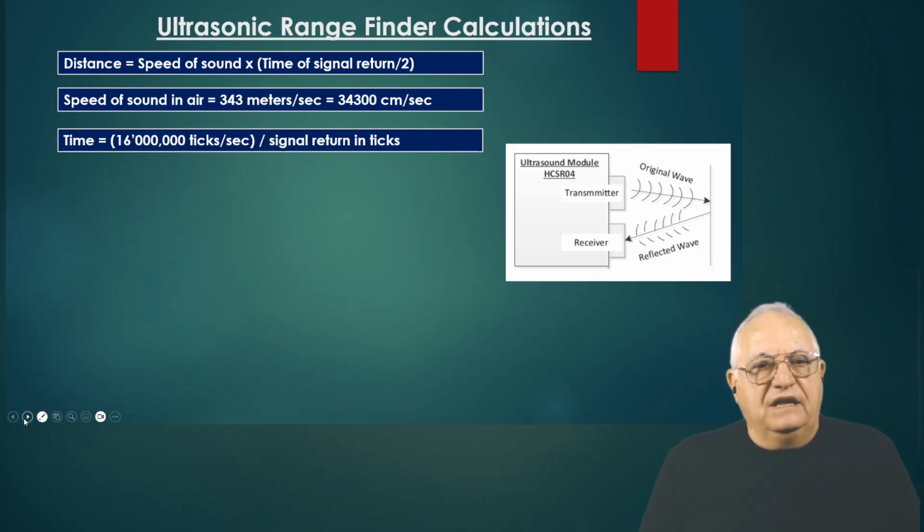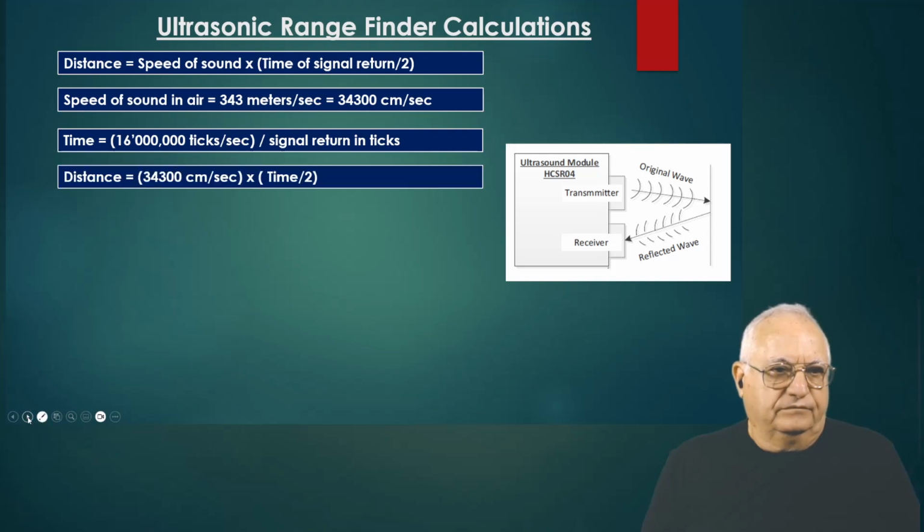Now the input we get from the timers is going to be in ticks, not seconds. So to convert those ticks to seconds, we have to divide by the ticks per second of our clock, since the signal returns in ticks, which is what we get from the timer. So what it amounts to is distance is equal to 34,300, the speed of sound, times the time, divided by 2.